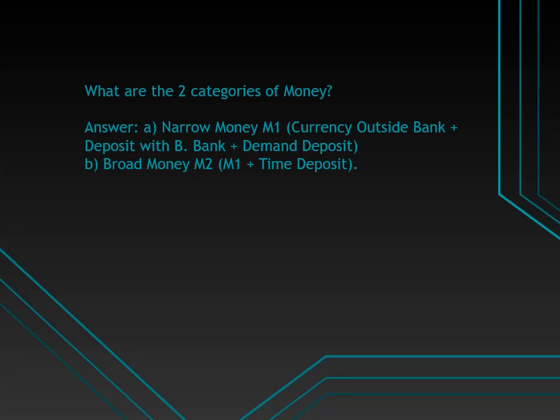What are the two categories of money? Answer, A. Narrow money M1: currency outside bank and deposit with bank, and demand deposit. B. Broad money M2: M1 plus time deposit.